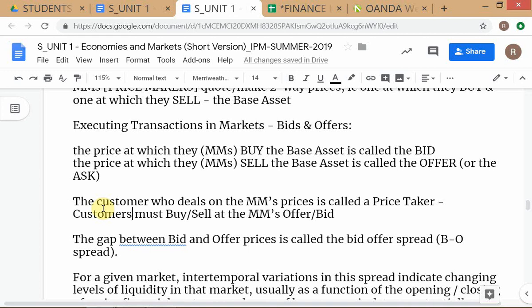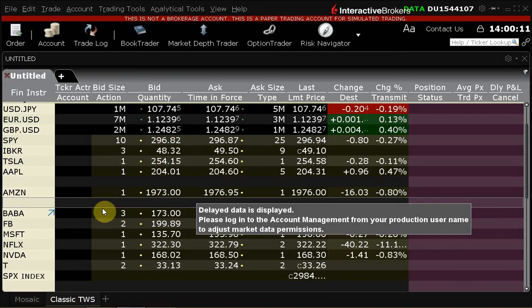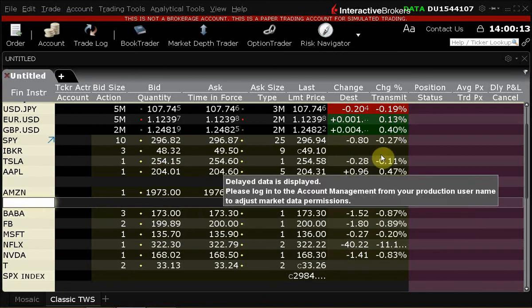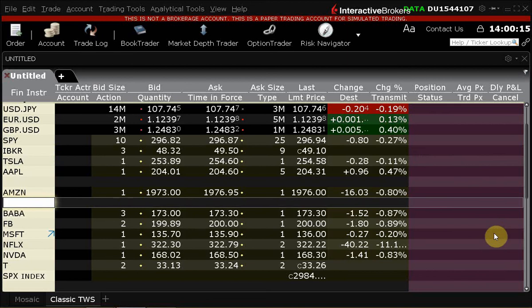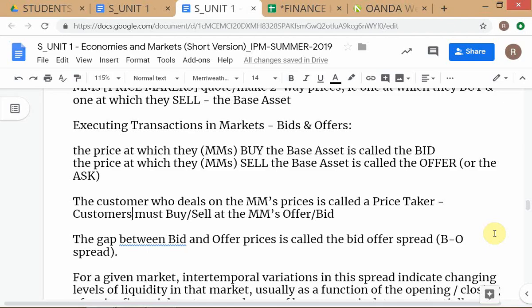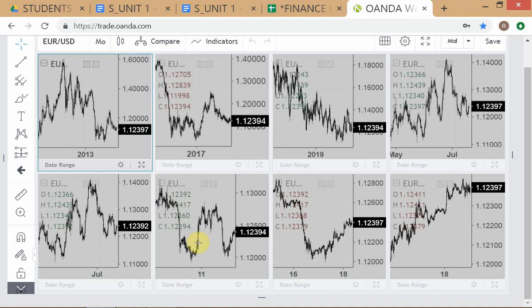Everyone's clear about this operation now, how the market works. The market makers sit there making two-way prices. Two-way prices mean there's a bid and an offer, both. And then the customers come and deal on their prices. So now what is the ideal situation from a market maker's point of view? If you look at it from a market maker's point of view, he doesn't really want this kind of movement that you see here.